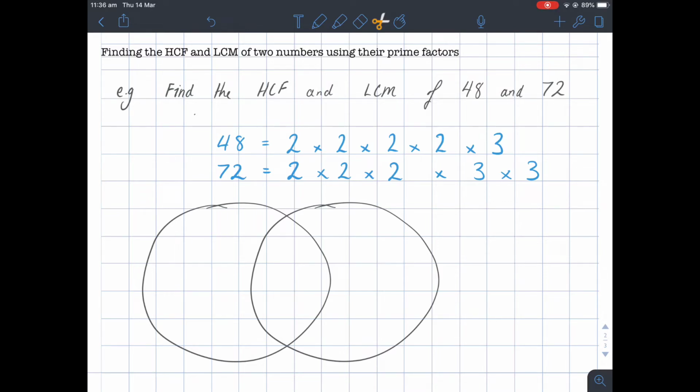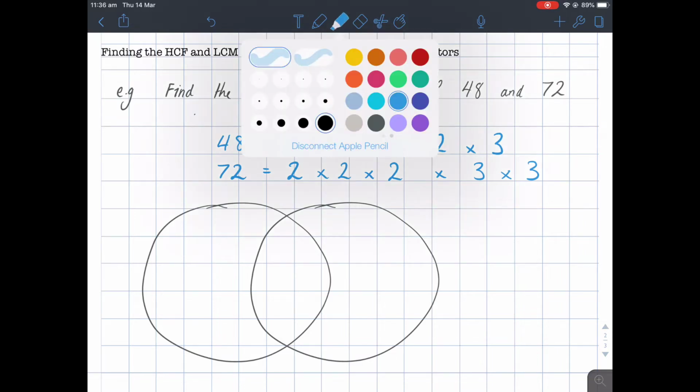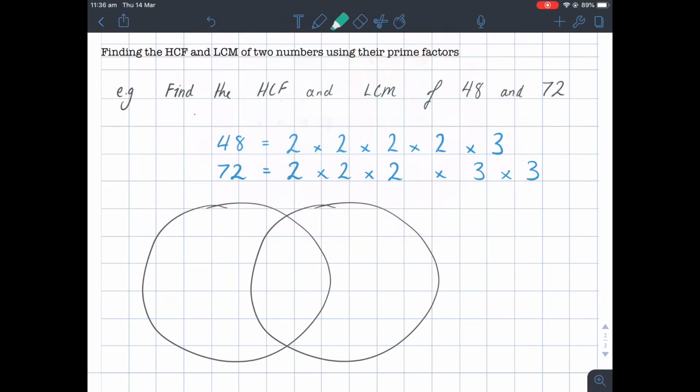So any common prime factors. We can see that we have a 2 in this list and a 2 in this list. So we can go ahead and write 2 down here in the common part of our Venn diagram. We've got another 2 and another 2 in here, so again, we can write another 2 down there in the common part of our Venn diagram. We've also got a third 2 as well, so I'm going to go ahead and write a third 2 down in the common part of our Venn diagram.